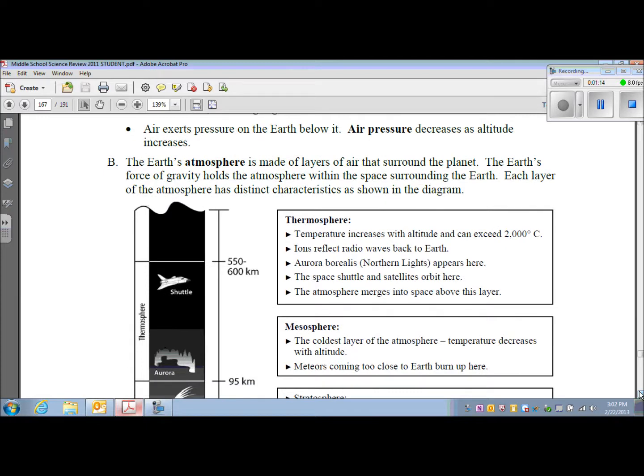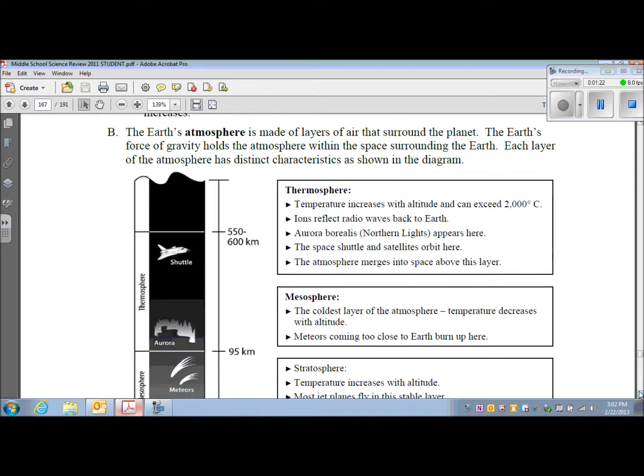Air exerts pressure on the earth below it. Air pressure decreases as altitude increases. Section B. The Earth's atmosphere is made of layers of air that surround the planet. The Earth's force of gravity holds the atmosphere within the space surrounding the Earth. Each layer of the atmosphere has distinct characteristics, as shown in the diagram below.